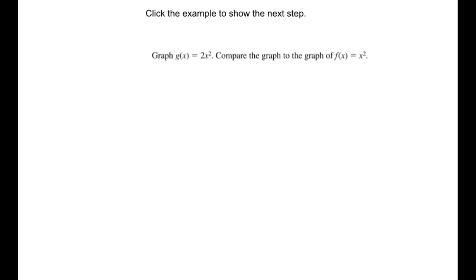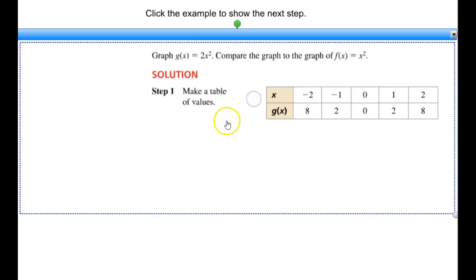Now let's look at an example. I need to graph g of x equals 2x squared and then compare it to my parent function, which is f of x equals x squared. The first thing I want to do is make a table of values. I like to pick 0 and then a couple on each side of 0. I plug those values in as my x, and then I get my g of x.